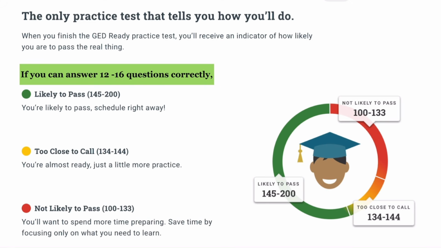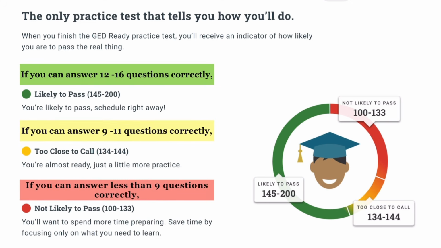This is the diagnostic scoring chart for you. If you can answer 12 to 16 questions correctly, congratulations. You are likely to pass the real GED test, so you should schedule right away. If you can answer only 9 to 11 questions correctly, you are too close to the pass score. You are almost ready, just a little more practice.